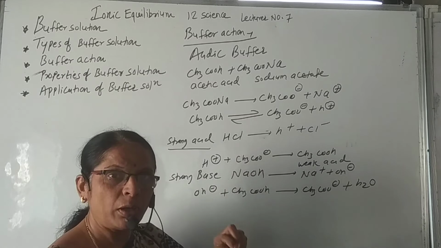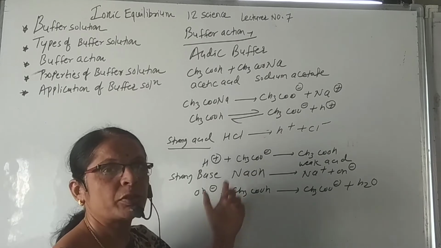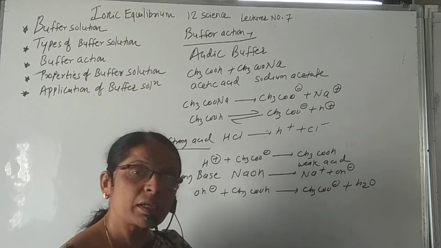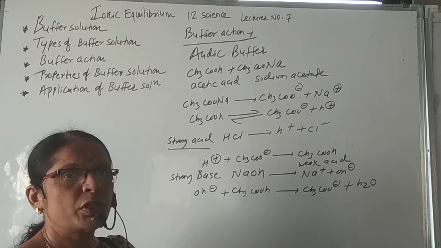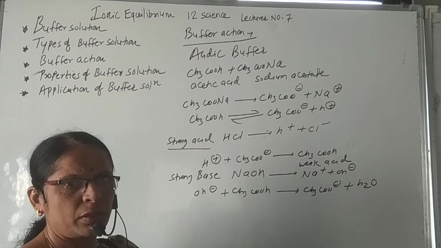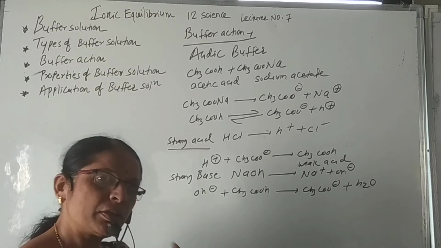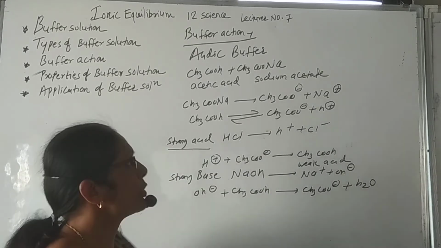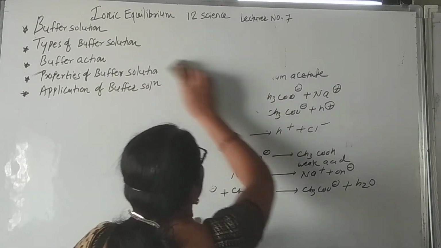So when you add a small amount of H plus ion or OH minus ion from a strong acid or strong base, the buffer acts in such a way that whatever excess H plus or OH minus ion we have added is neutralized, and the pH of the solution remains constant. A solution whose pH remains constant is a buffer solution, whether we add a strong acid or a strong base. This is how you can consider the action of the buffer solution. Now the next point is the application of the buffer solution.